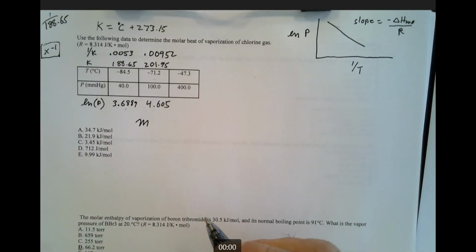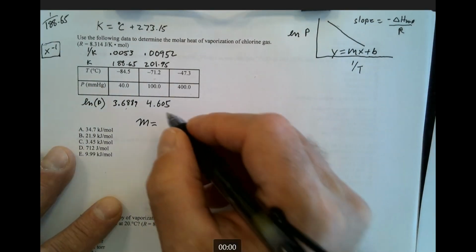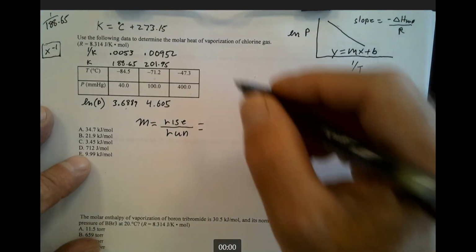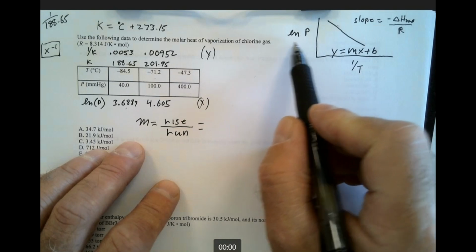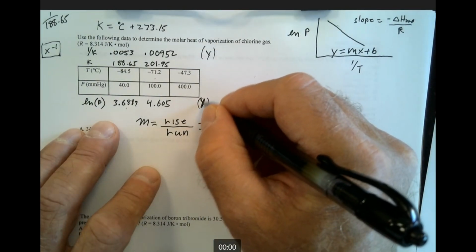Y equals mx plus b, our equation for a line. So another way to think about slope is rise over run. What is my rise? That's going to be my, well, we're plotting the log of pressure. So there's my rise.